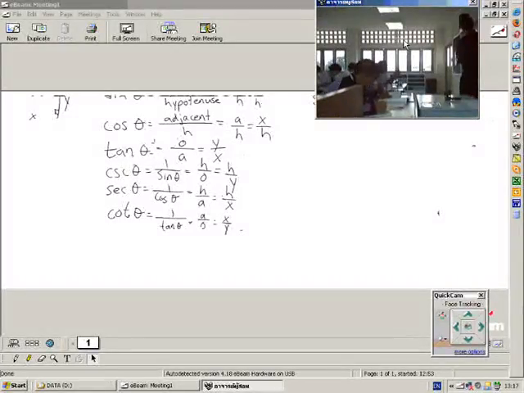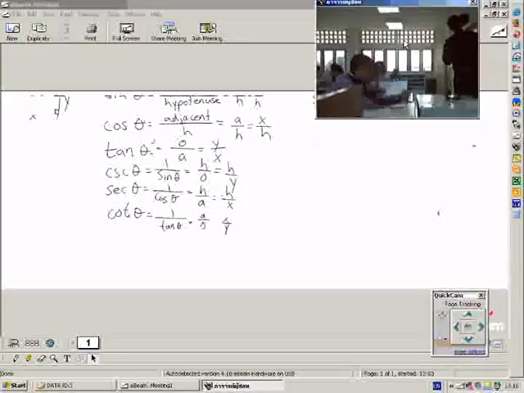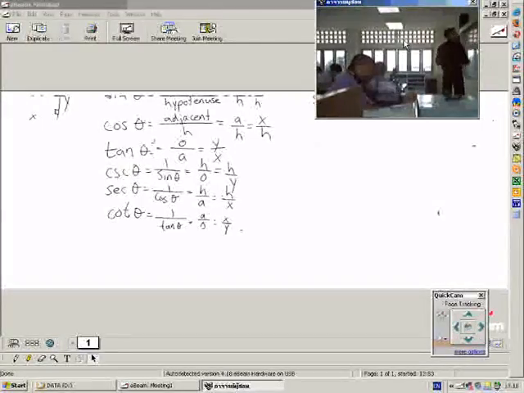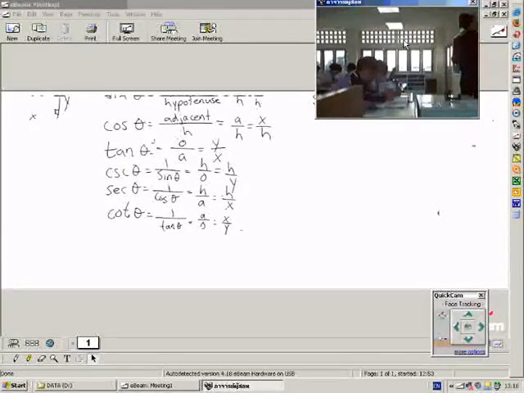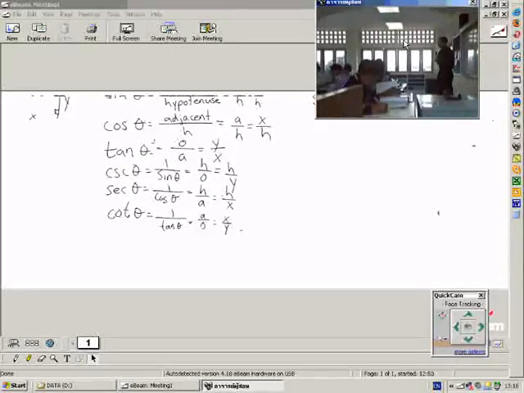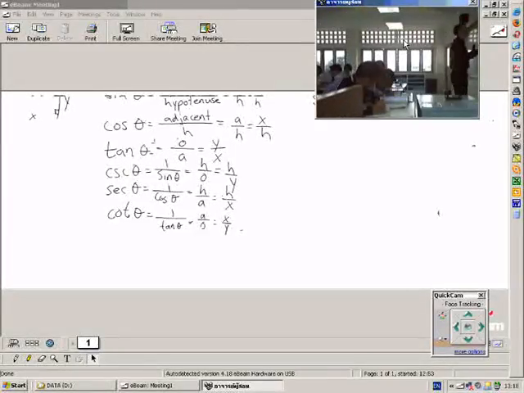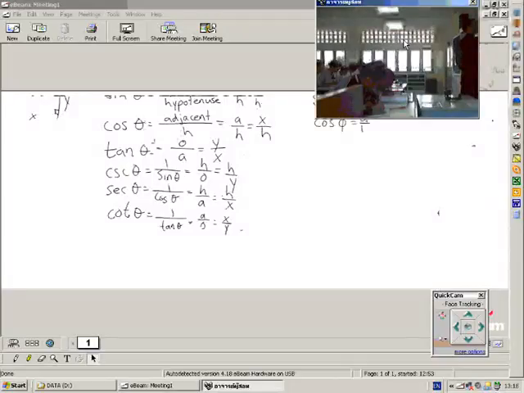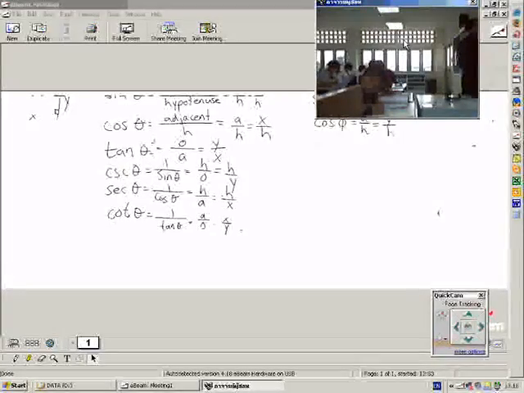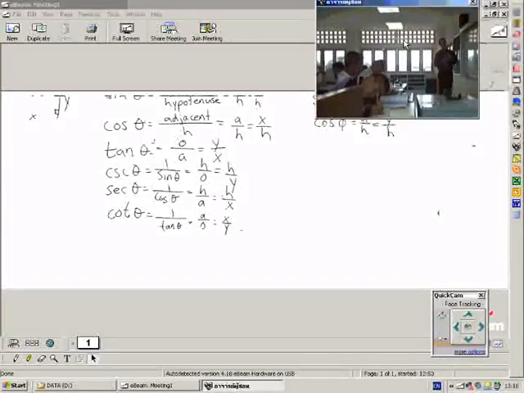But this time the opposite side is not Y, it is X. X is the opposite side to the angle phi. So the sine of the angle phi is equal to X over H. The cosine of the angle is equal to the adjacent over the hypotenuse. This time the adjacent side is Y. So the cosine of phi is Y over H.